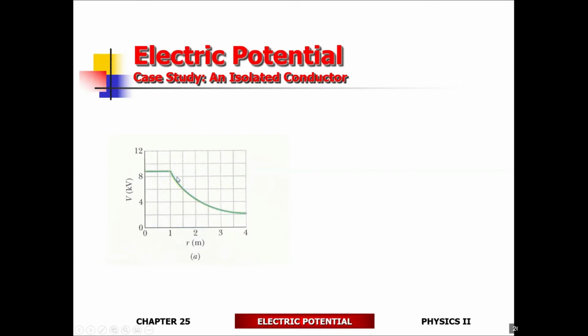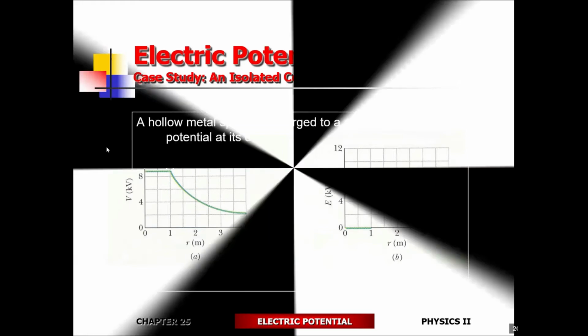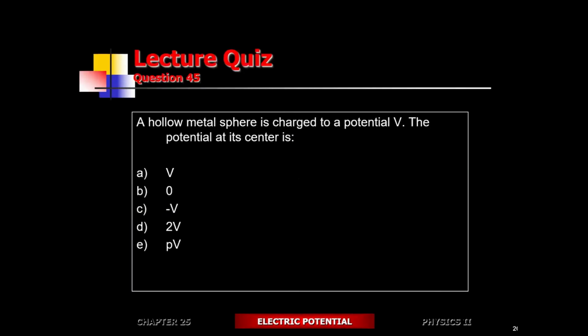Once you get outside, it's going to act like a point charge. On the inside, the electric field is 0, so within this distance there's no voltage or potential difference between those 2 points. As the electric field diminishes inversely as the square of the distance, the voltage is going to diminish inversely as the radial distance.